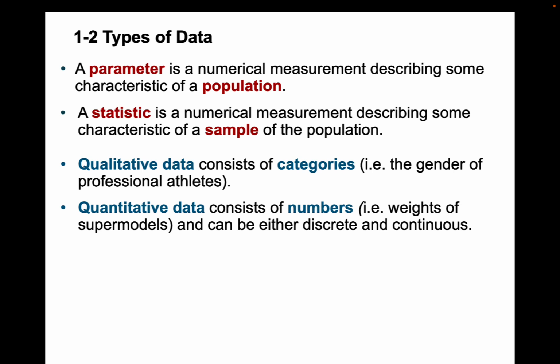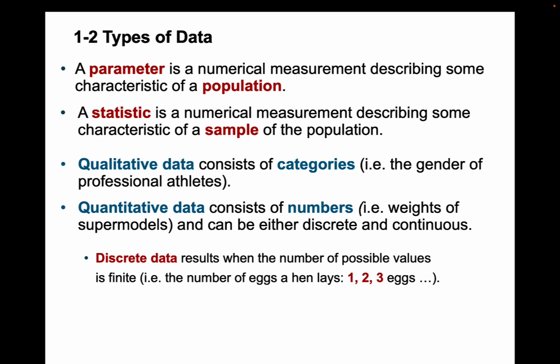Now, if you're in quantitative data, it can either be discrete or continuous. Discrete quantitative data, one way to think about it is whole numbers. It results when the number of possible values is finite. So for example, the number of eggs a hen lays. 1, 2, 3 eggs counted in whole numbers.